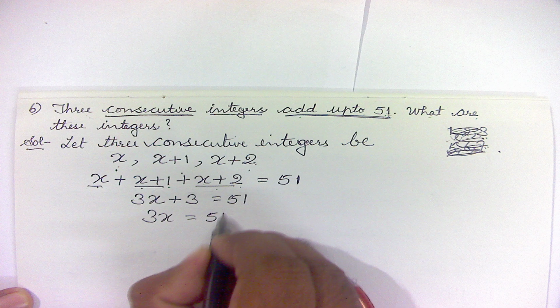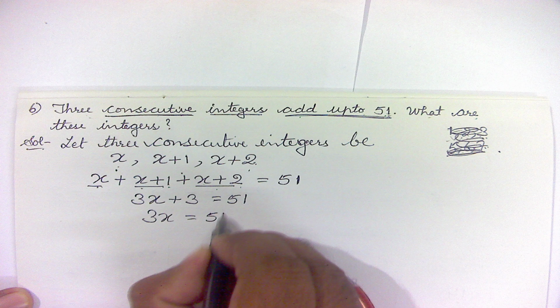Now the value of x is 16, and the three integers were x, x plus 1 and x plus 2. So if the value of x is 16, then what will be x plus 1? 16 plus 1, it is 17, and x plus 2 will be 16 plus 2, that is 18.